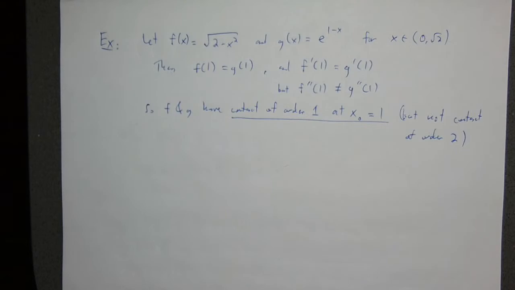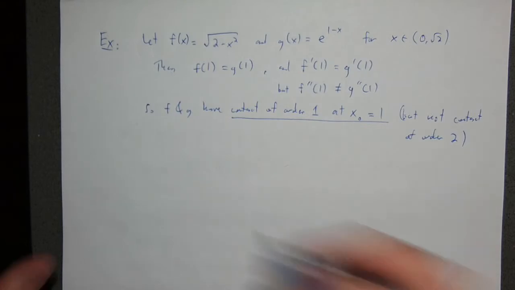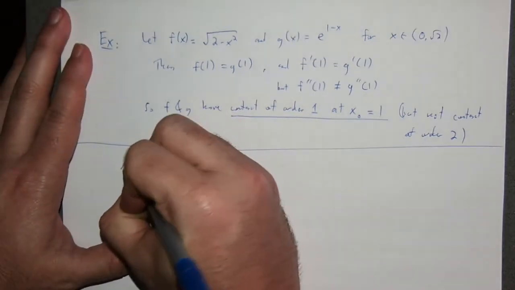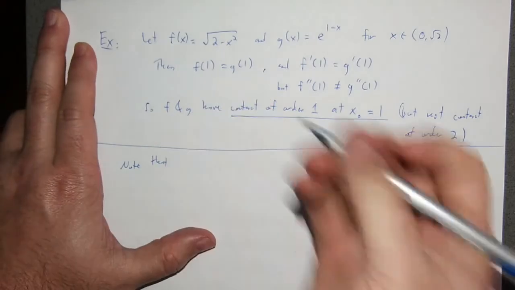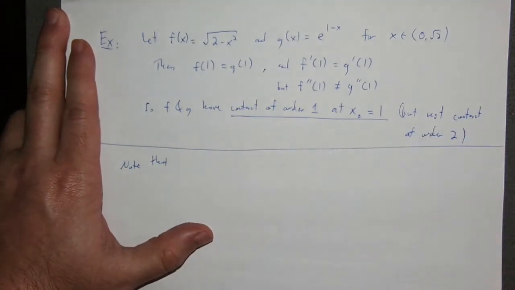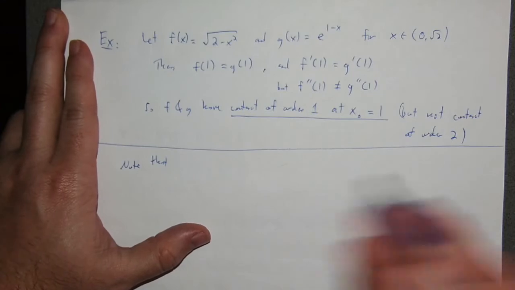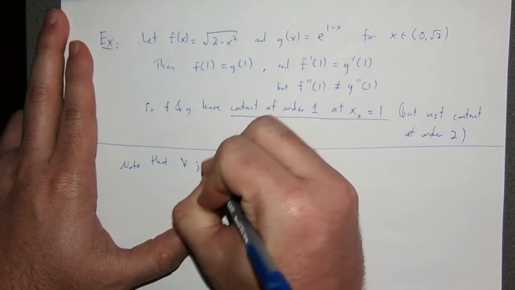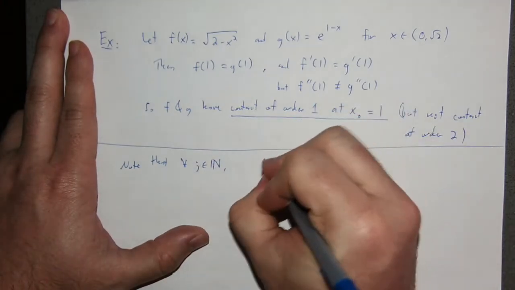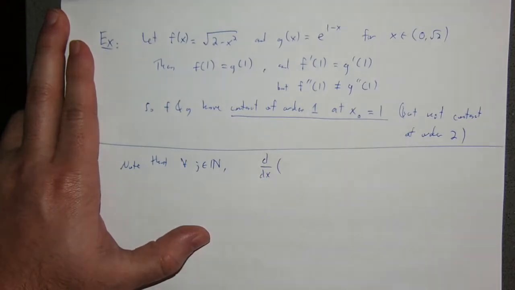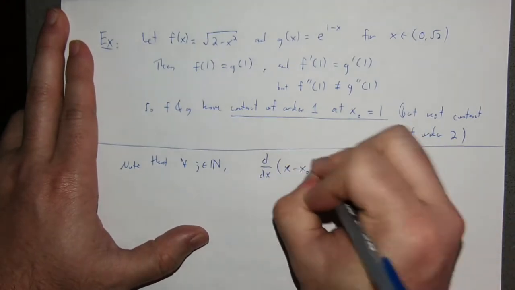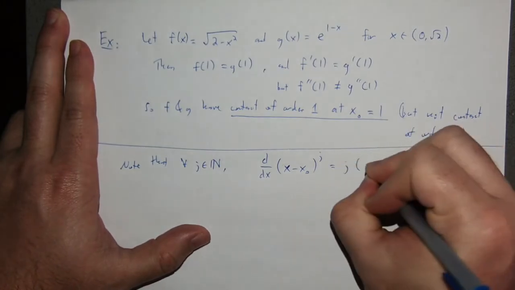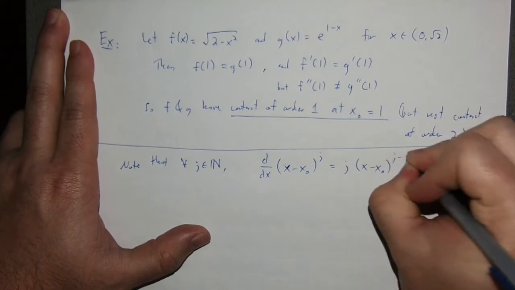Okay, all right. So a couple of quick identities. Note that for any natural number j, if I take the derivative of the expression x minus x naught to the j, this is of course j times x minus x naught to the j minus 1. (The textbook uses the notation j here as the exponent.)